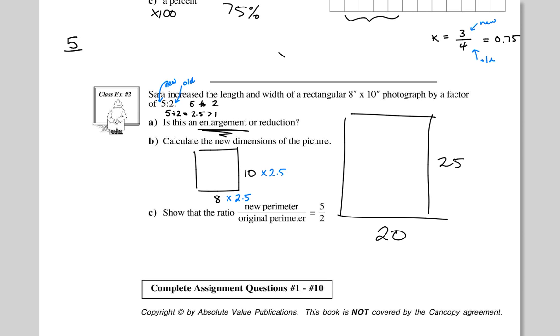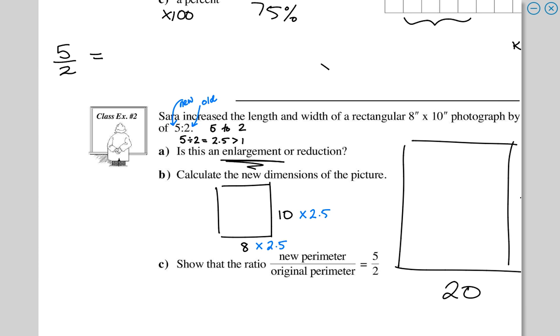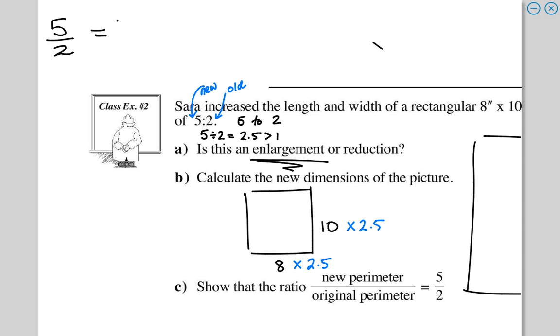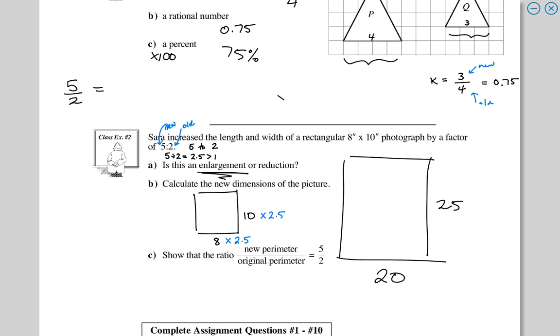You can also do it this way, 5 to 2 ratio. Whoa. What is happening? Wow. What is wrong with this? Okay, I'm just going to pause the video and do it on the whiteboard.